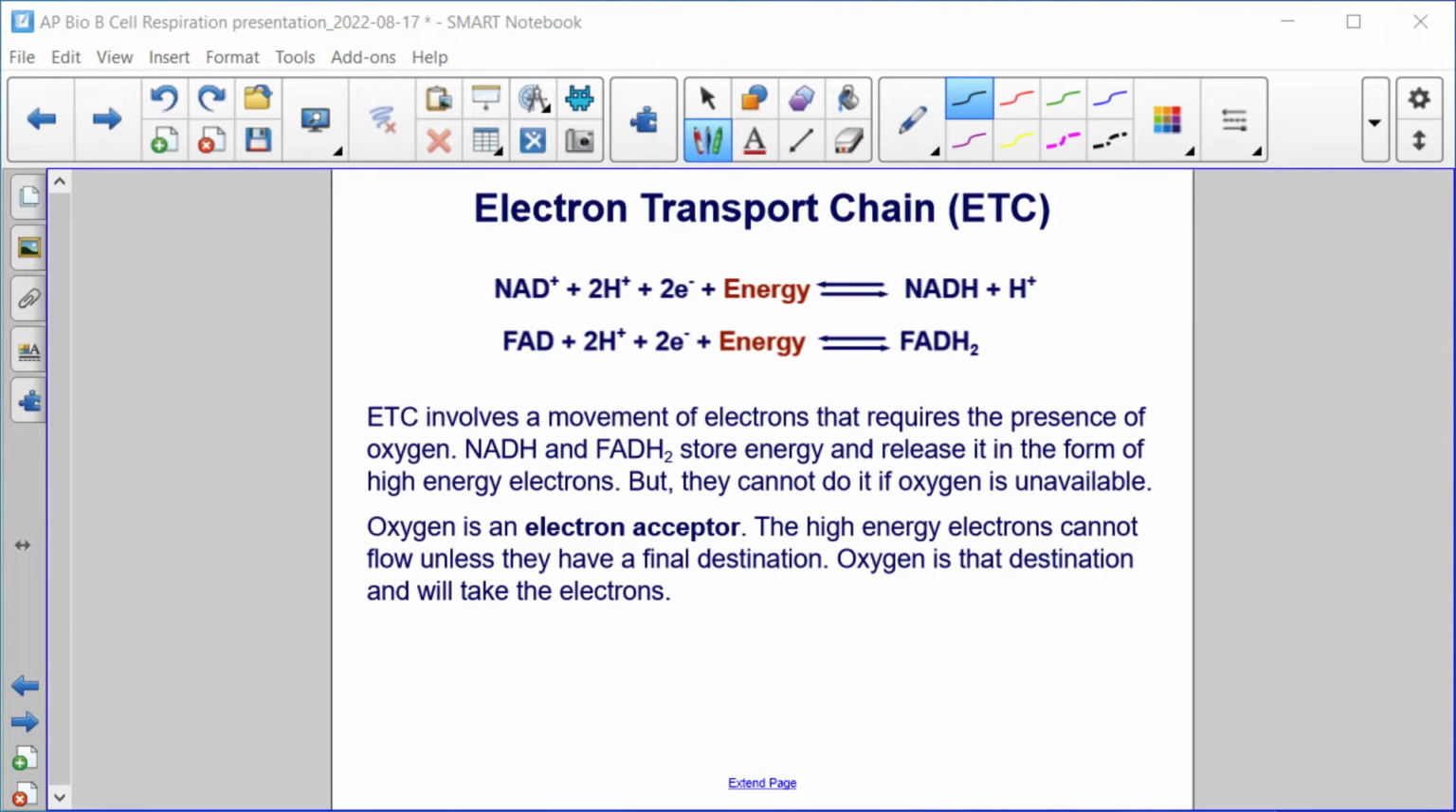All right, let's take a closer look at the electron transport chain. The electron transport chain involves a movement of electrons that requires the presence of oxygen. NADH and FADH2 store energy. There's energy stored here, and that energy can be released in the form of high energy electrons, but they cannot do it if oxygen is not available. Oxygen is an electron acceptor. The high energy electrons cannot flow unless they have a final destination. Oxygen is that destination and will take the electrons.